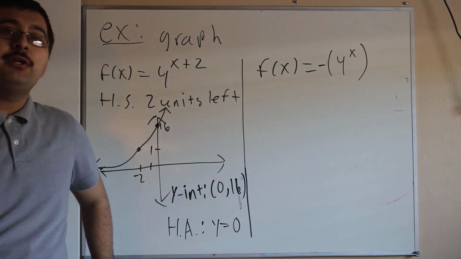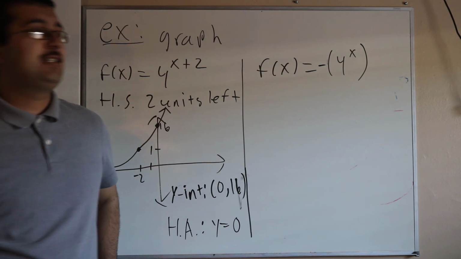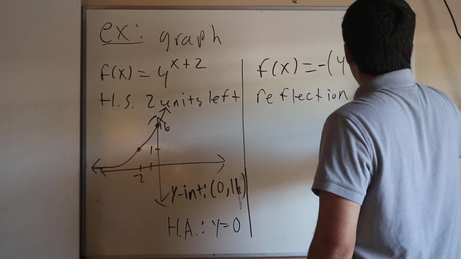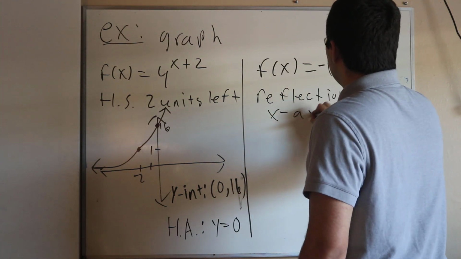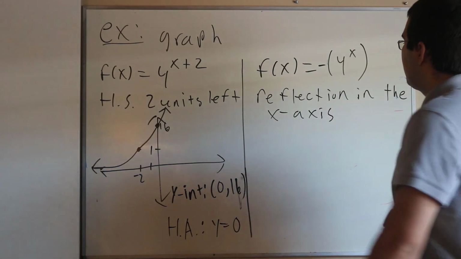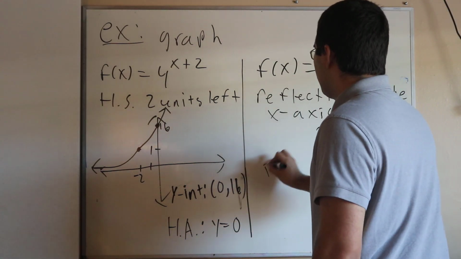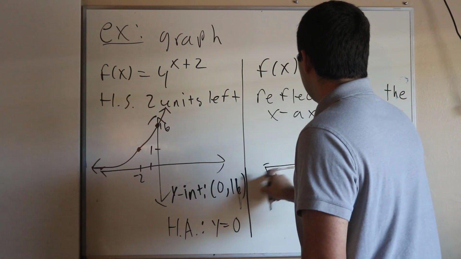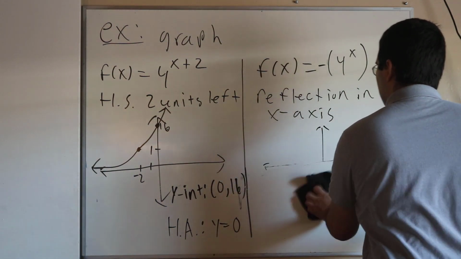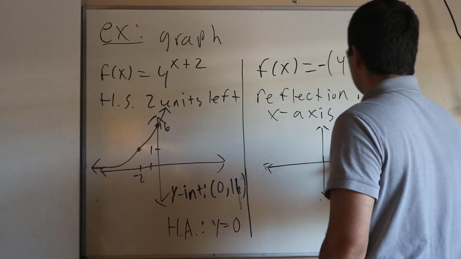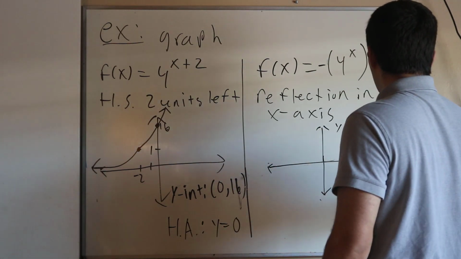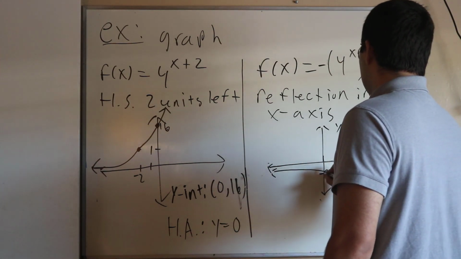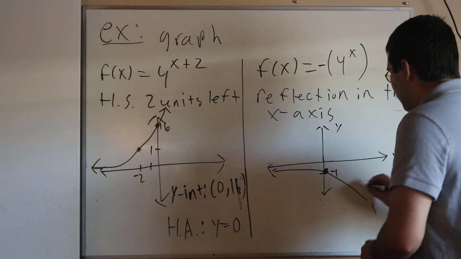Okay? Now, for this one, alright, so remember, if our parent function is 4 to the x, and we're negating the function, that's a reflection in the x-axis. So this is a reflection in the x-axis, and so that means we're going to take that image and we're just going to fold it over the x-axis. So we end up getting a rough sketch that looks something like this.